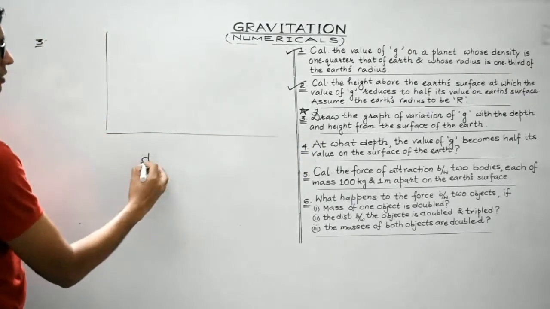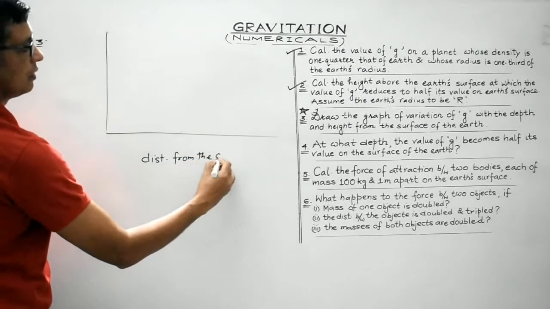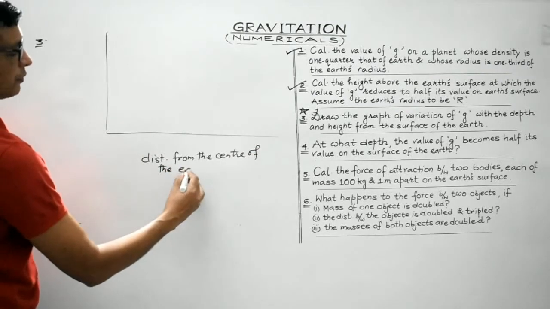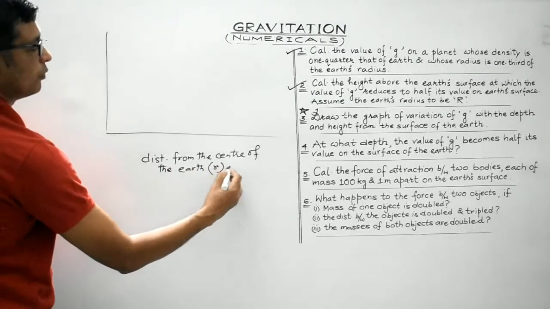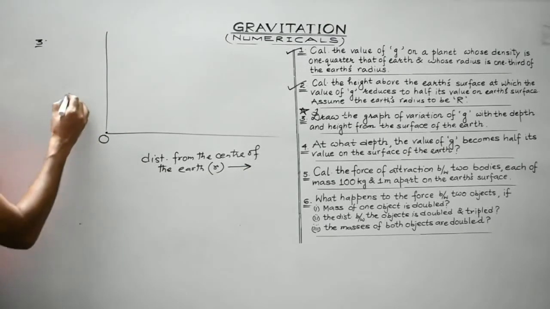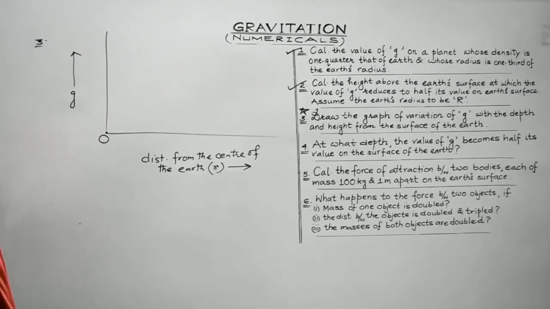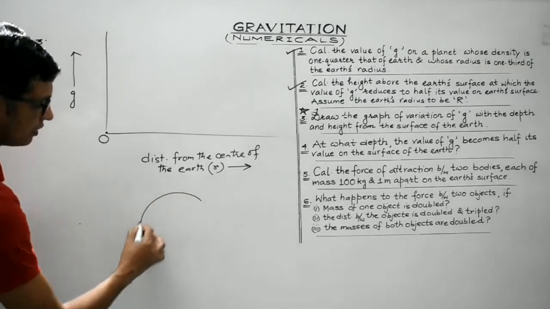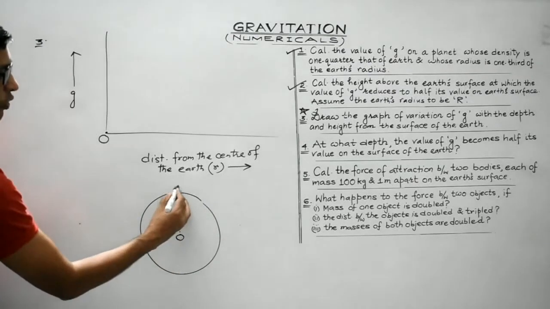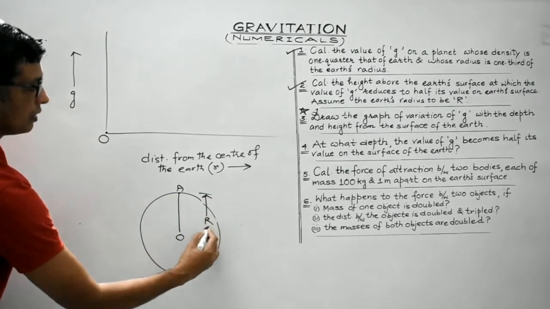Suppose this is the distance from the center of the earth. It can be considered to be smaller. This is the center of the earth. O is the center of the earth. And this is the value of acceleration due to gravity. Right, students? So consider this case. This is earth. This is the center of the earth. Right? This is any point on the earth's surface whose distance from the center would be capital R.